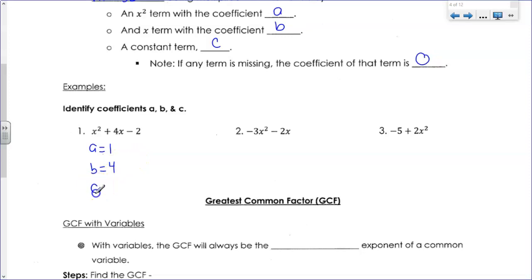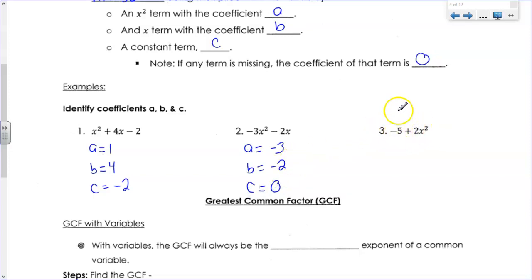And then what is my coefficient? -2. Remember, the sign stays with the number. Okay, here, what number is in front of x squared? -3. What number is in front of x? -2. Do we have a coefficient? No. So when we don't have something, remember, we can list it as 0.